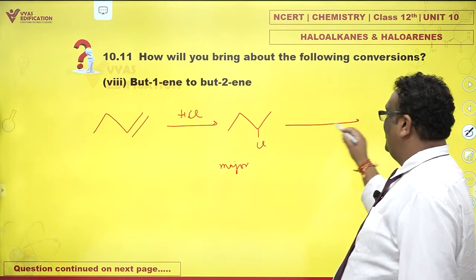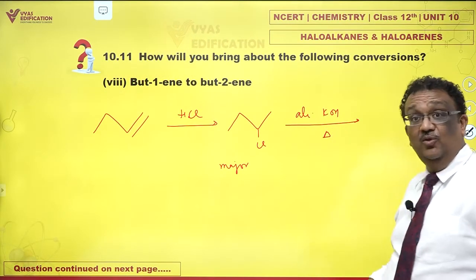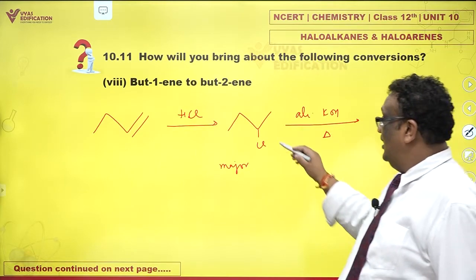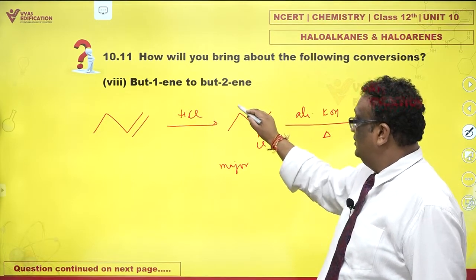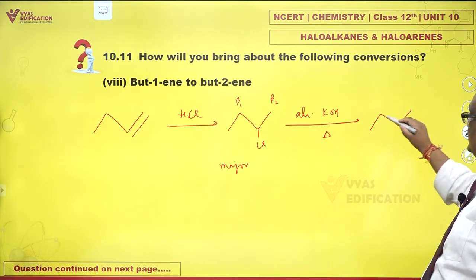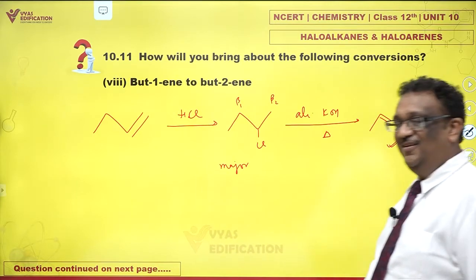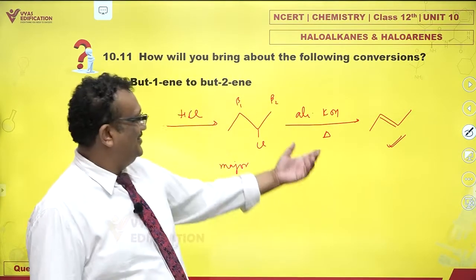And now use alcoholic KOH and heat. You would have elimination reactions, and this is beta 1 and this is beta 2. This is the major product you obtain. Is it fine? Yes, it is.